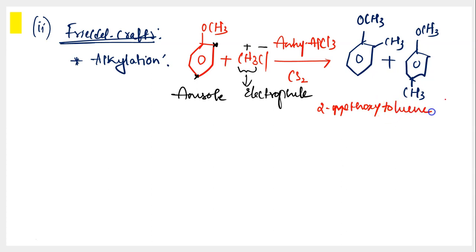2-methoxytoluene, and this is going to be the minor product. Why? Due to stability reasons. And the second molecule is called 4-methoxytoluene, because at the fourth position you have the alkyl group. So this is Friedel-Crafts alkylation.